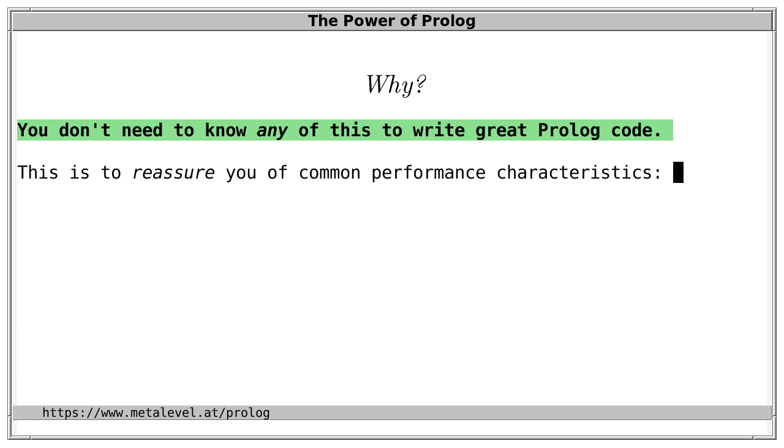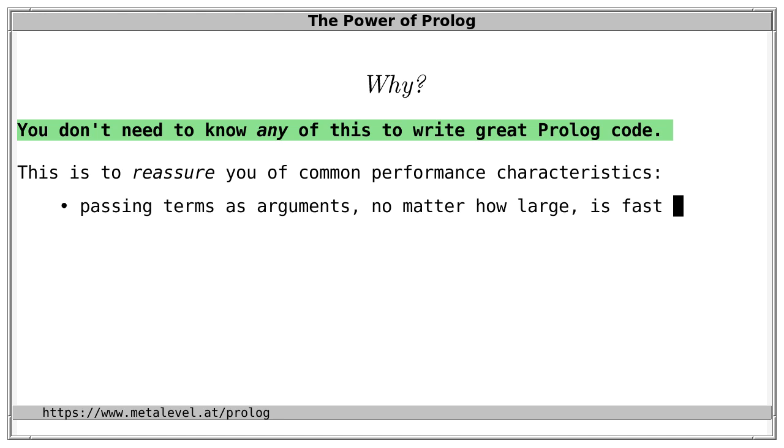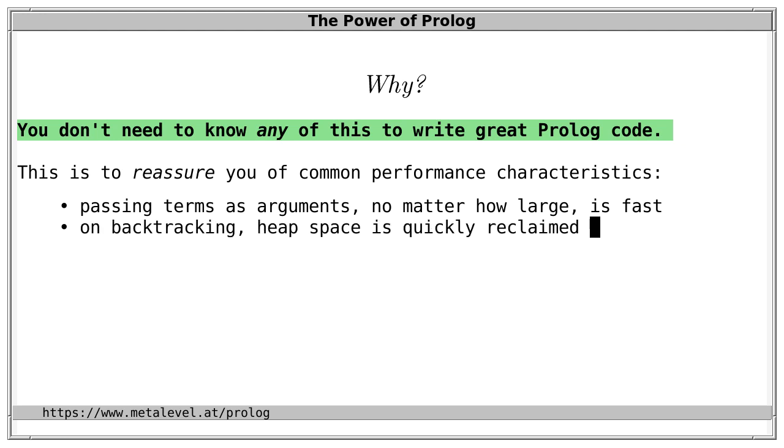So I'm telling you this mostly to reassure you of typical performance characteristics of Prolog. Of course, the details depend on the implementation, but at least for WAM-based systems, passing terms as arguments is fast, no matter how large they are, because terms are simply referenced via their addresses on the heap. So the Prolog system internally only passes addresses around. And on backtracking, heap space is quickly reclaimed, because the system only resets the top of the heap to the previous address, which is stored in the choice point.